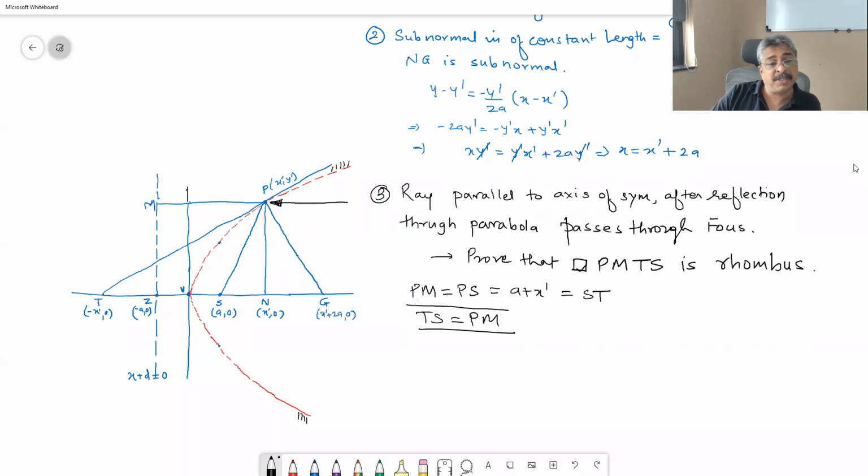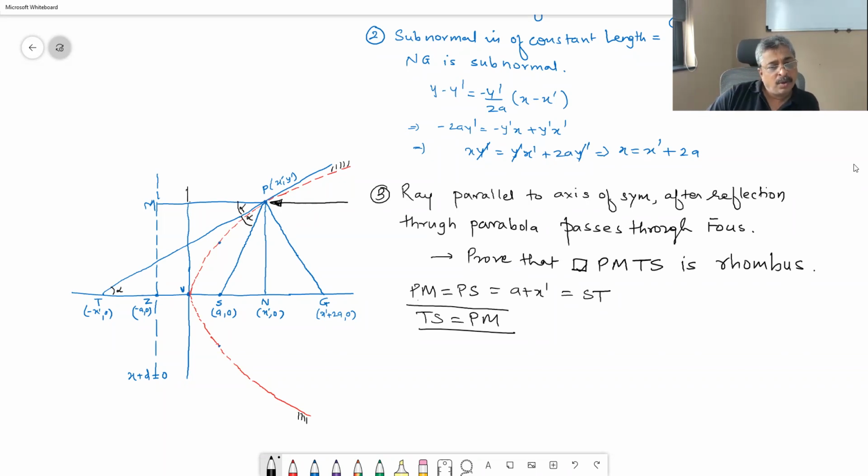Then we have many properties there, but at the moment if it is a rhombus, then this angle is alpha, this angle also will be alpha. These two angles are equal. Then this angle also will be alpha, and we can prove it is a rhombus by some other method also, but this is what it is.